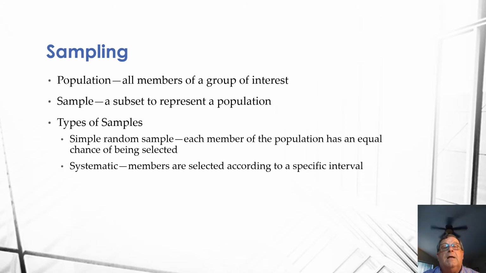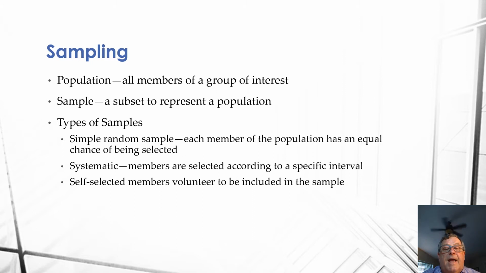That's a systematic sample. Then there's a self-selected sample, and here members volunteer to be included in the sample. Sometimes when you go out to a restaurant and they give you your receipt, they may tell you that you could go online and do an online survey. Well, that'd be an example of a self-selected sample. In other words, the information is given to me, but I've got to decide that I want to be included. If I go online, I'm included, and if not, I chose not to self-select.